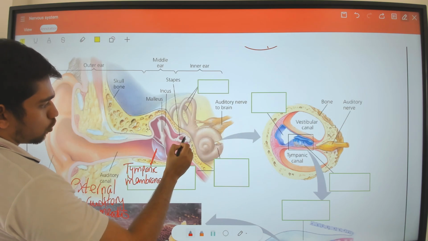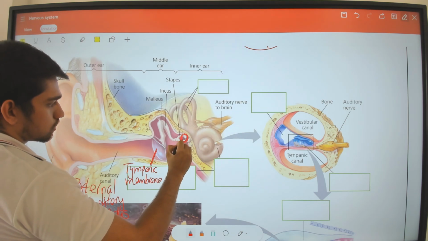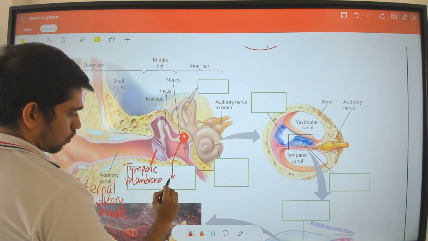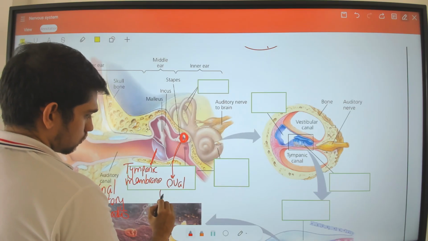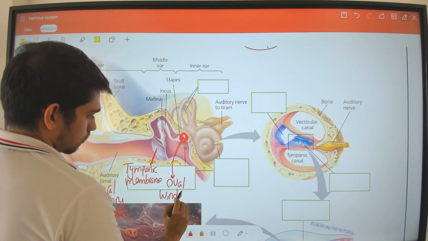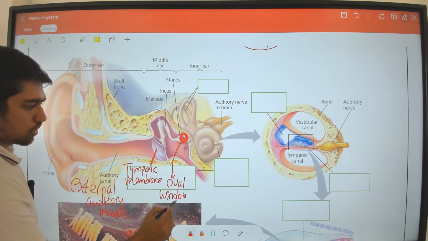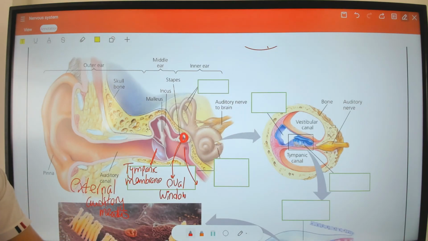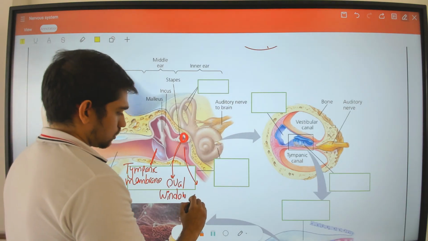So what is the opening that is covered by stapes? That is the oval window. Stapes covers the oval window. Then this opening is what? That is the opening through which sound waves exit. That is the round window.